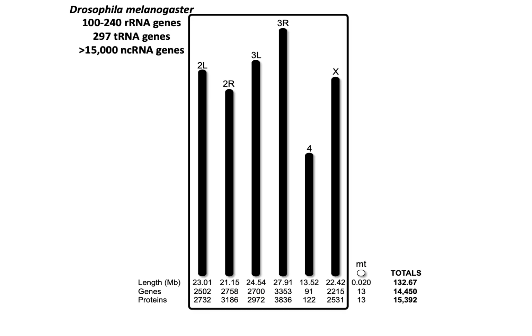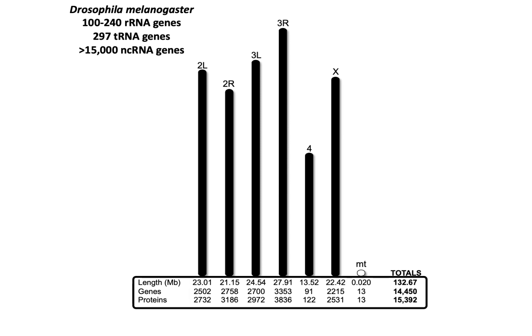So here's the karyotype, or the chromosomes here, of Drosophila melanogaster. This is the chromosome 2 left arm, chromosome 2 right arm, 3 left, 3 right, and chromosome 4, and then the X, and then there's a small Y chromosome as well. So the total genome is about 133 million base pairs.